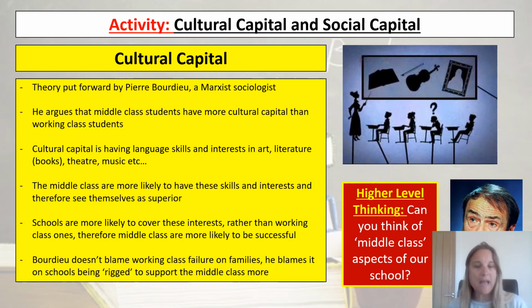So have a think about our school, have a think about Admiral Lord Nelson, and think about which bits of it do you think are more middle class, perhaps, the things that I've not already mentioned, than working class. Some of the other things you might think about.